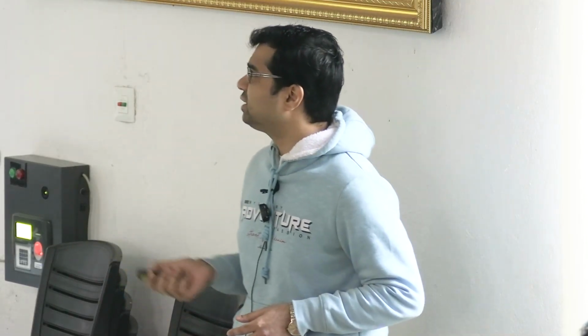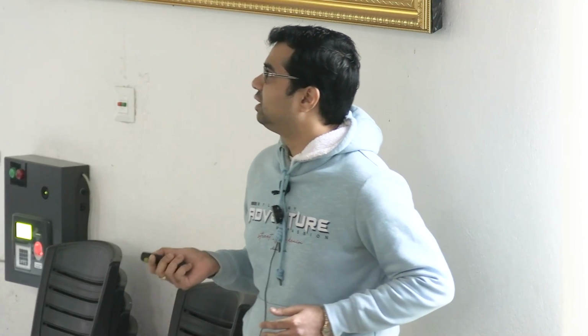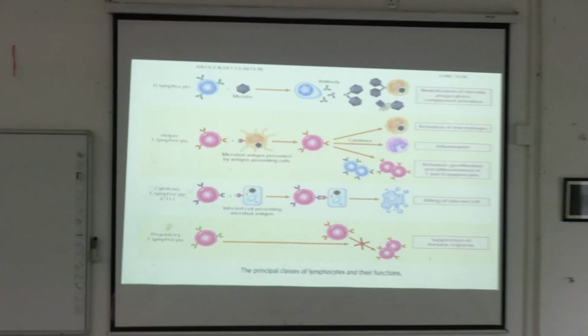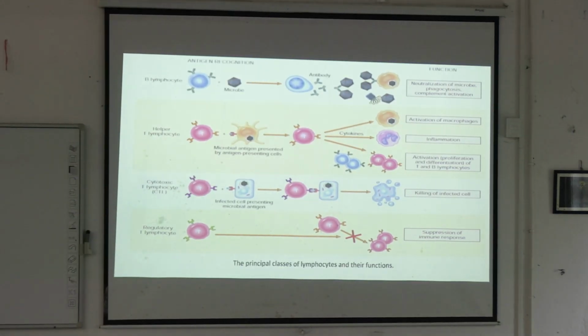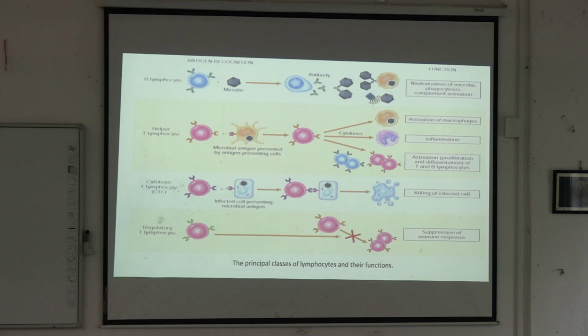So, these are the functions of B lymphocytes and antibodies: neutralization of microbes, phagocytosis, complement activation, activation of macrophages, inflammation, and activation and differentiation of T and B lymphocytes. Cytotoxic T lymphocytes kill infected cells, and the function of regulatory T lymphocytes is suppression of the immune response. These are the different types of lymphocytes and their main functions.